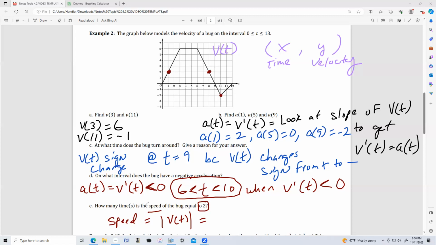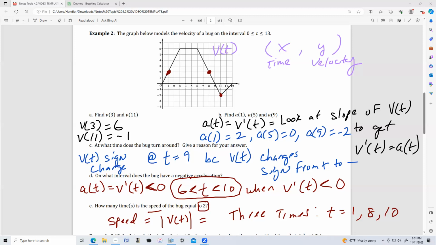So how many times is the speed of the bug equal to 2? 3 times. And what are those times? That would be when t is 1, 8, and 10. Let's double check that at time 1, 8, and 10. That's correct. Okay, so here were some questions graphically involving velocity, acceleration, changing direction, and speed. So I hope those are good examples and they make sense. You can always go back and watch again.